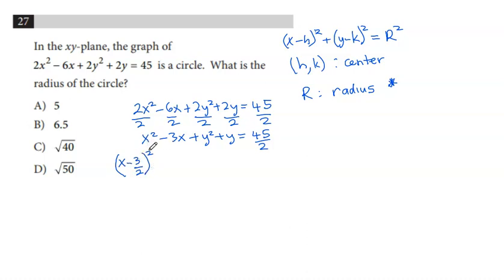But I can't leave it like that because then I've totally destroyed the equation. So I have to neutralize the introduced 9 over 4 by subtracting 9 over 4, right? So this whole thing here is exactly equal to this, right?